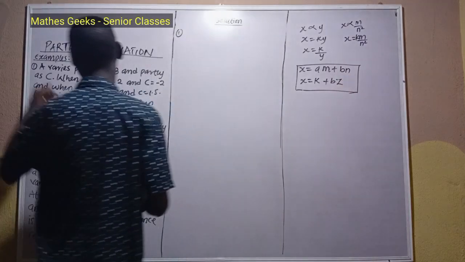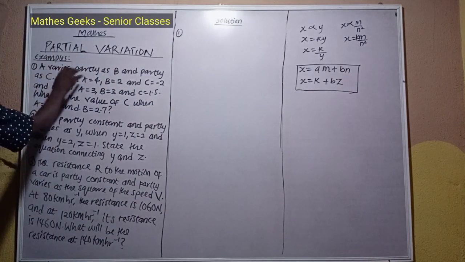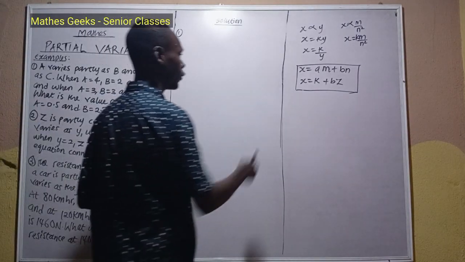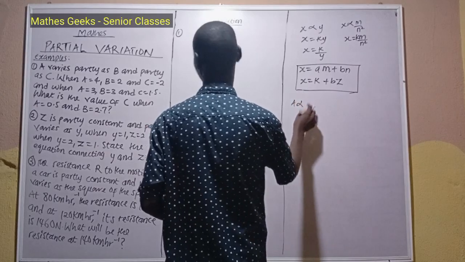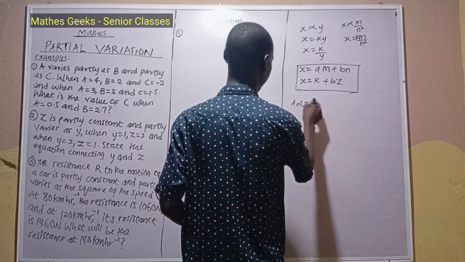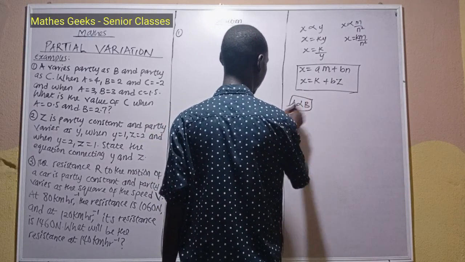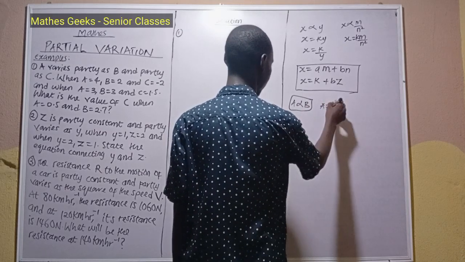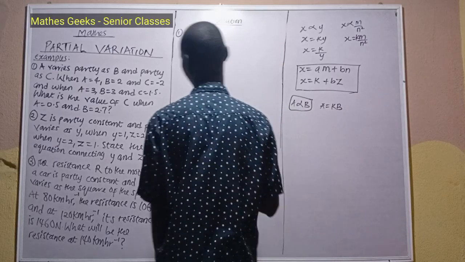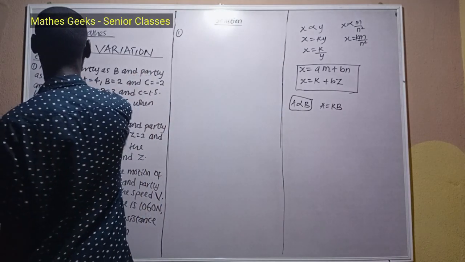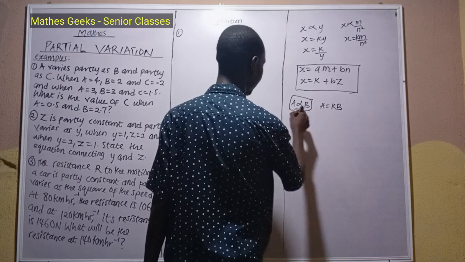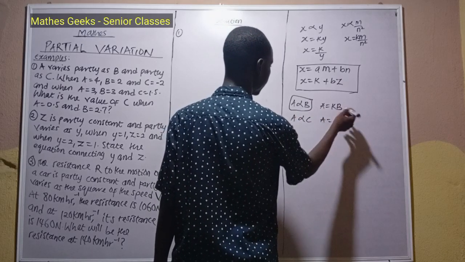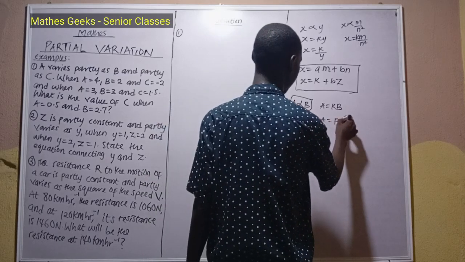So let's check here. In question 1 here, it says a varies partly as b. So this first part of it talks about variation. If you represent it, say a varies partly as b, if this was all we have to work with, this is a direct variation, and if we introduce our constant, a is equal to kb. Then the other part says and partly as c, so a varies partly as c. So this gives us a is equal to, let's introduce another constant, let's say pc.